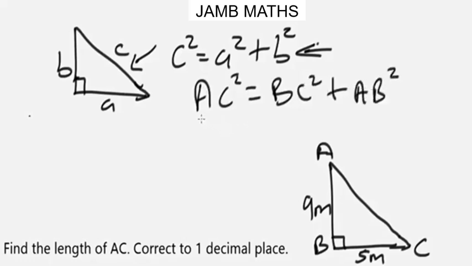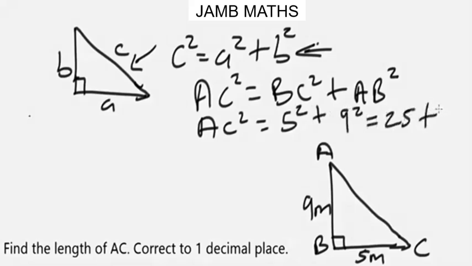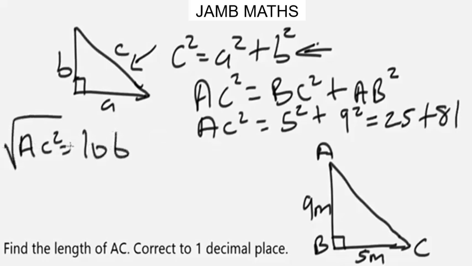So our AC square will be, our BC square is 5 square plus our AB square is 9 square, which will give us 25 plus 81. Therefore our AC square will be 25 plus 81, which gives us 106. So to make AC the subject of the formula, we square root both sides. Therefore, our AC will be the square root of 106.